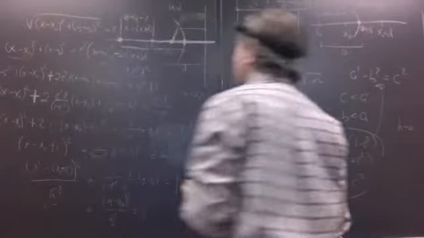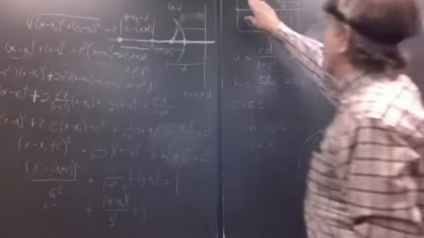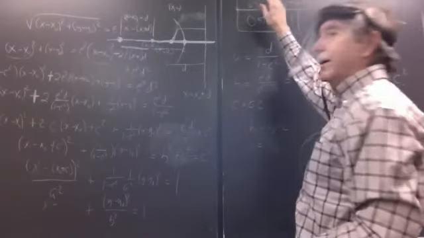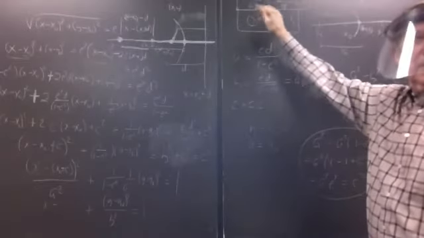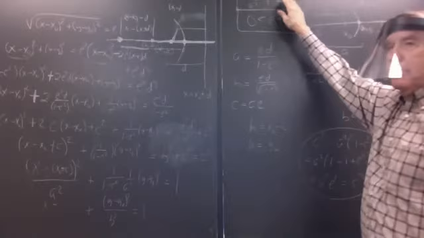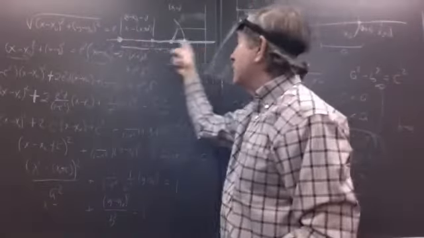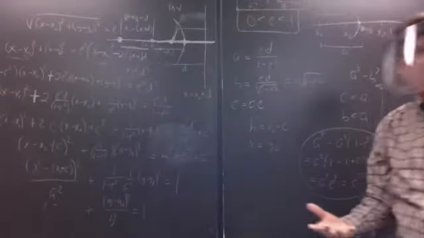If you plug that point into the same thing, if I put h minus a in for x, I get h minus a minus h. That's minus a squared, which is 1 when I divide it by a squared. The other one is still 0. So I have another point on the major axis for an ellipse. That's kind of a surprise.